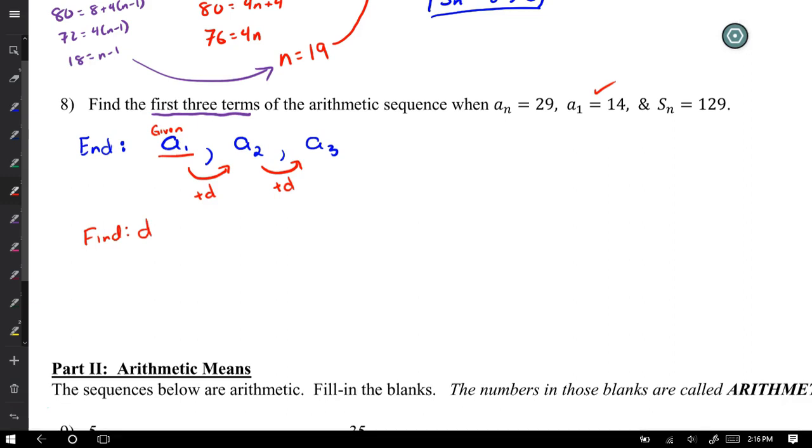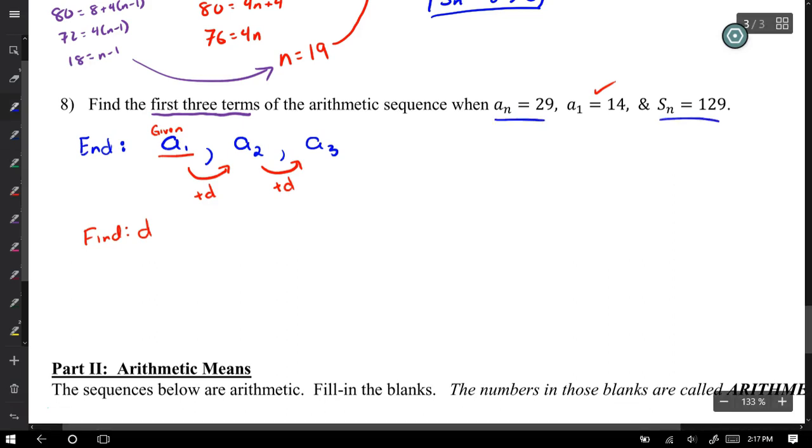But here's the problem. I don't have any information to get me d right now. I have a sub n, I have s sub n, I have a1. But it's giving me s sub n. If I want to find d, the only formula with d in it is this one. That's what I'm going to use to find my d value. So let's see. I know a sub n, that's good. I know a1, that's good. I feel a little bit better. I don't know my n. If I want to use the sequence formula, I better find n.